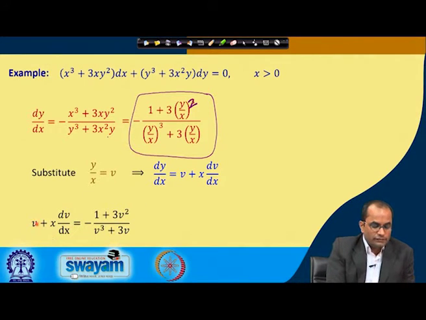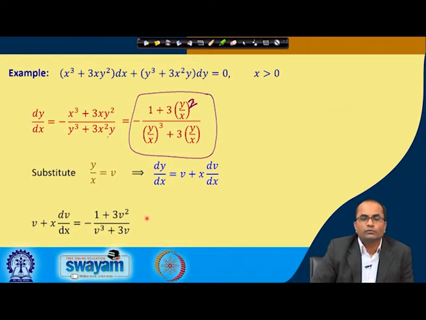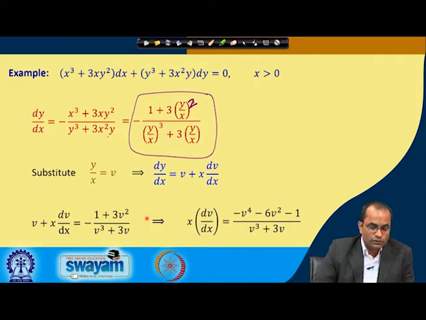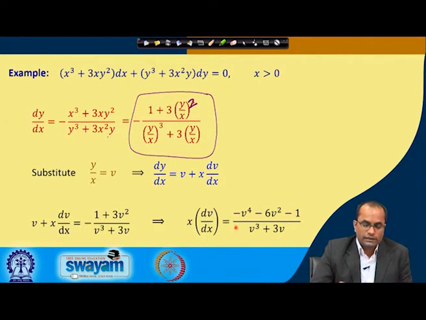Now we take this v to the right hand side, and the equation is separable in terms of v and x. While taking this to the right hand side, we get minus v to the 4 minus 6 v square minus 1, divided by v square plus 3 v, when we subtract v from the right hand side. Now this equation is in separable form. We can take this term to the left hand side, and on the right hand side will go dx over x, and then we can integrate easily.